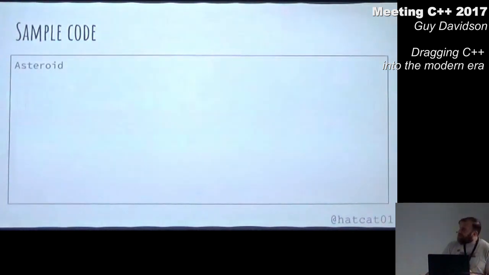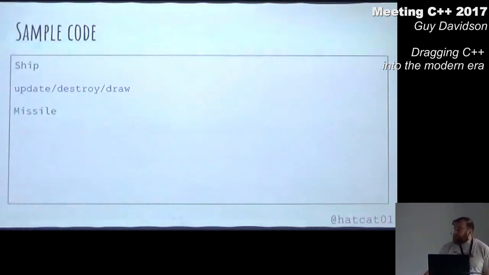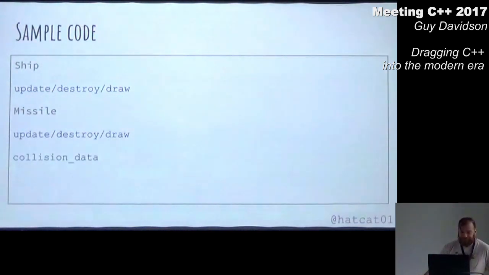So, looking at the asteroid, we want to update its physics, its position on the screen. We want to draw it, and we want to expose its collision data. The ship is similar. Update, destroy, and draw. We've got missiles. Update, destroy, and draw. Can you see a pattern emerging here? And we also want that collision data as well. We don't need the ship collision data because that's what we're saying: what are you colliding with?